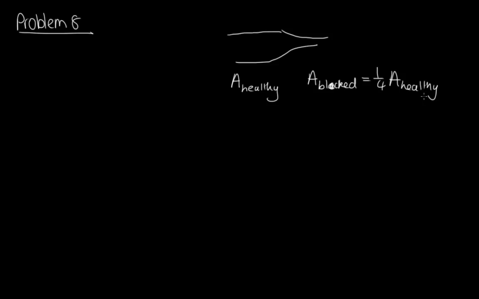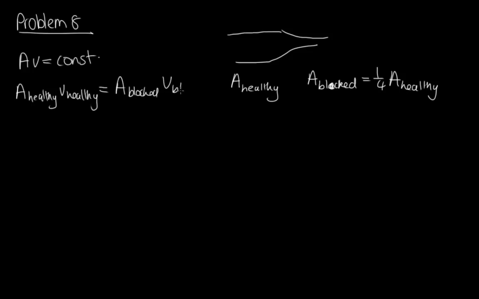We're asked to write an expression to describe the speed of blood through the blocked vessel, V blocked, compared to the speed of blood through the healthy vessel, V healthy. Okay, so we know that AV is constant. So A healthy V healthy is equal to A blocked V blocked. And we know that A blocked is 1/4 A healthy.